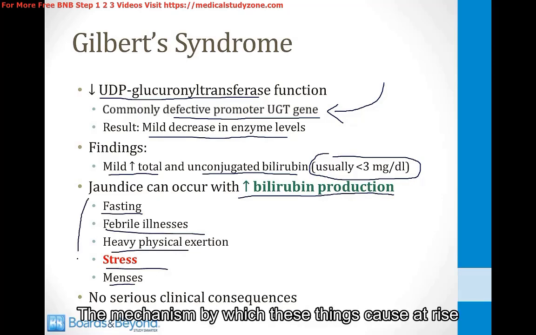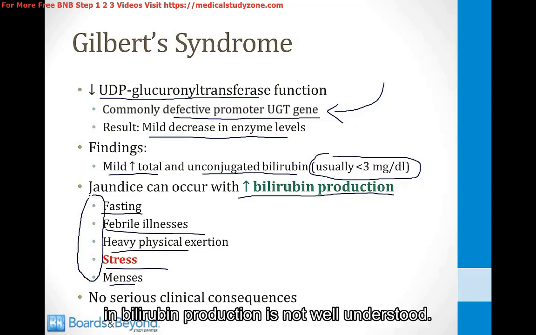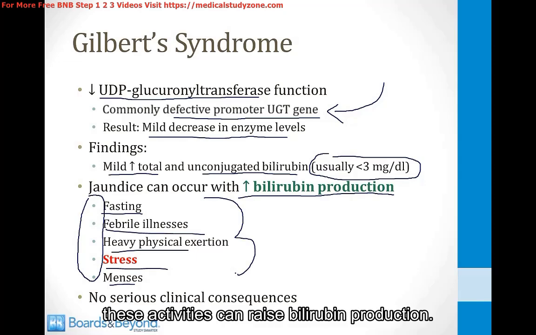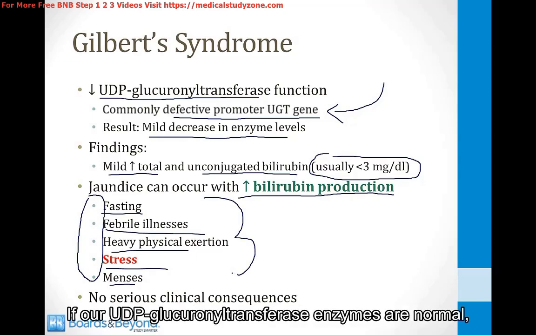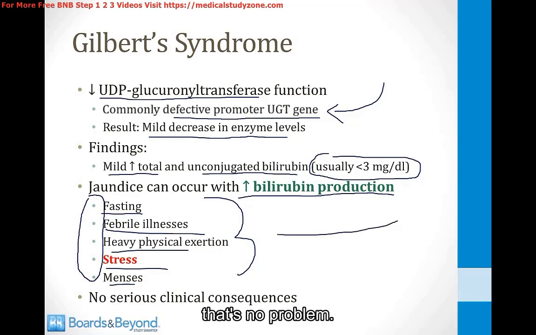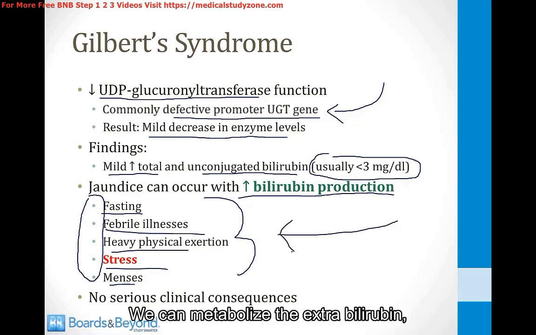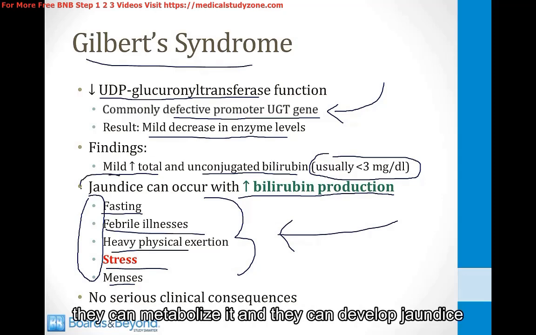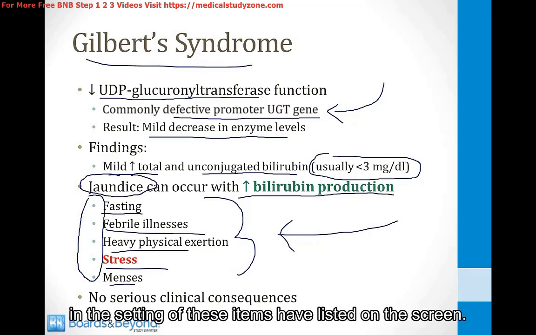The mechanism by which these things cause a rise in bilirubin production is not well understood, but in all of us, these activities can raise bilirubin production. If our UDP glucuronosyltransferase enzymes are normal, that's no problem. We can metabolize the extra bilirubin, but in patients with Gilbert syndrome, they can't metabolize it and they can develop jaundice in the setting of these items I've listed on the screen.